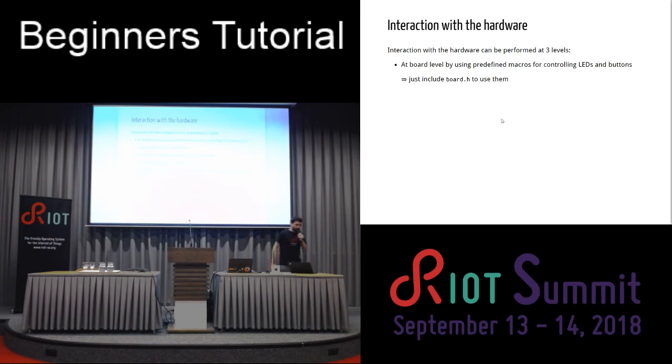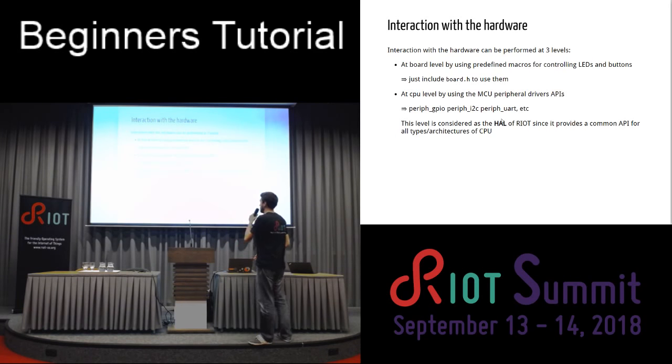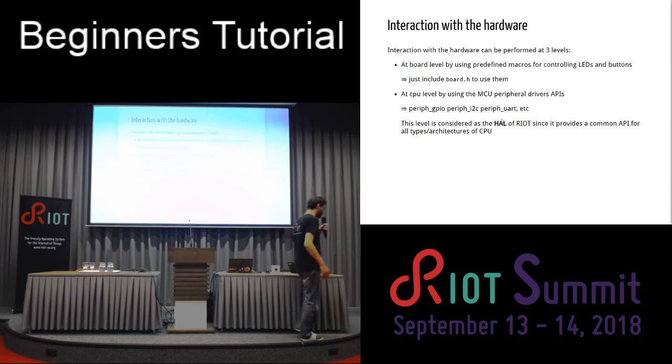The second level is directly at the CPU level. So you have APIs to access the peripherals that are in the CPU, like I2C, UART, SPI. This is considered the hardware abstraction layer of RIOT, in the sense that it's the same API that you can use on any kind of microcontroller. It can be AVR, STM32, Atmel, Kinetis, many others, and recently ESP8266.